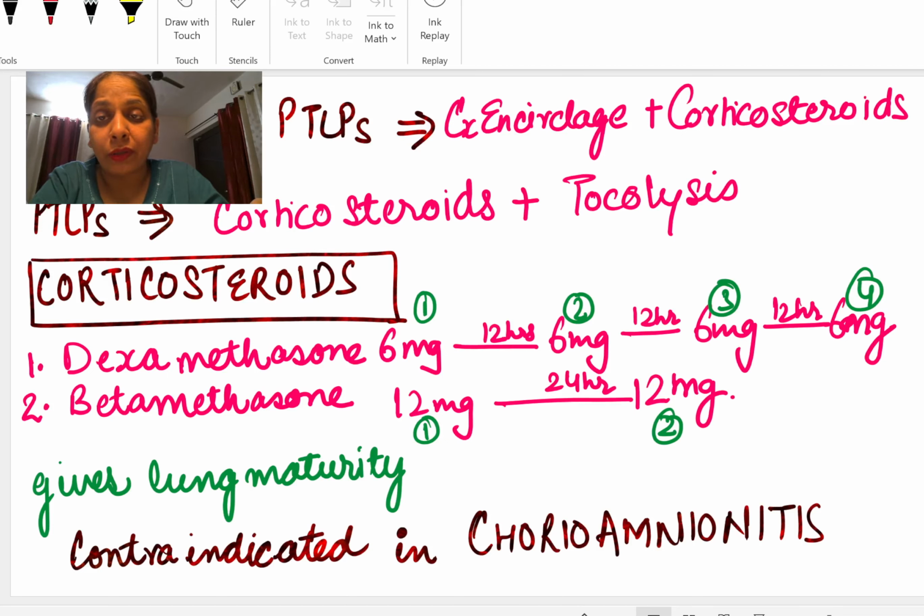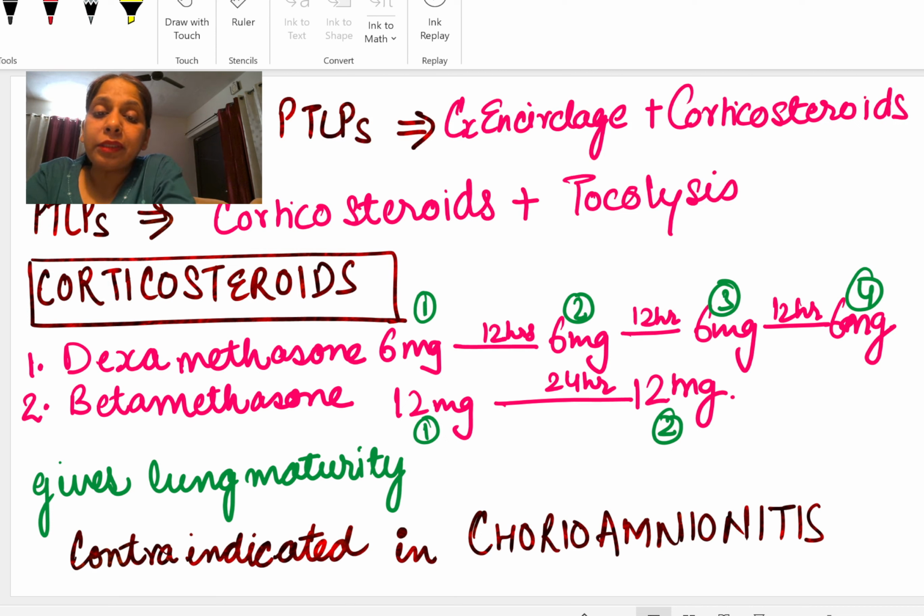So let's study about them. These days a lot of questions are being asked on this. Corticosteroids, there are two types of corticosteroids which we give. One is dexamethasone and another is betamethasone. The dose of dexamethasone is 6 mg. We have to give it every 12 hourly, 4 doses. 6 mg, then 12 hours gap, then 6 mg, then 12 hours gap, then 6 mg, then 12 hours gap, then 6 mg. So 4 doses of 6 mg with 12 hours gap between each dose.